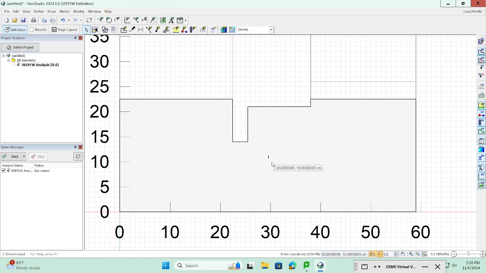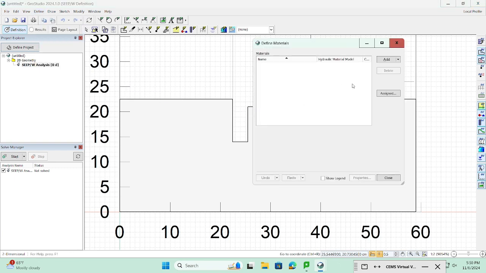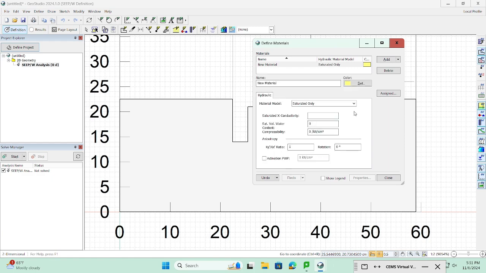The next step, according to the instruction sheet we have, would be to define your materials, okay? So I will go to Define, then go to Materials, add a new material. For your new material, choose it to be saturated only. So all the soil is saturated. We are assuming that.